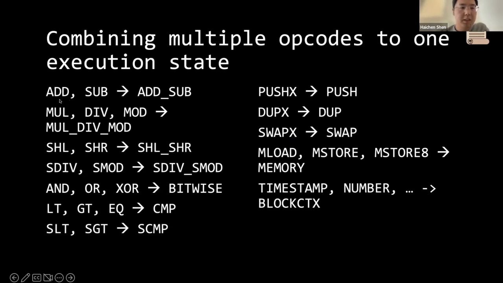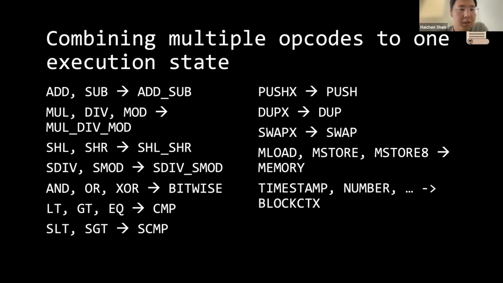For example, you can combine add and sub into one single execution state. On the left side here are the opcodes, and on the right side is the corresponding execution state name. For add and sub, you can just swap the operand sequence so that you turn a subtraction into an addition. And then multiply, division, and mod can be constituted with the same part of logic inside the constraints inside the step.